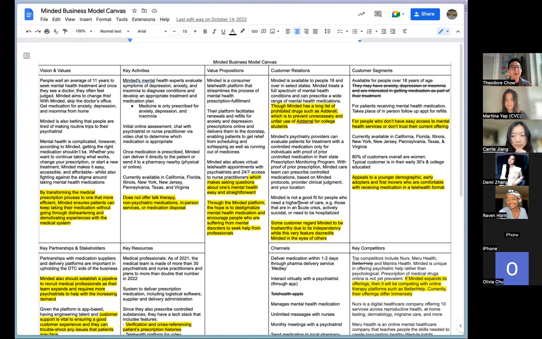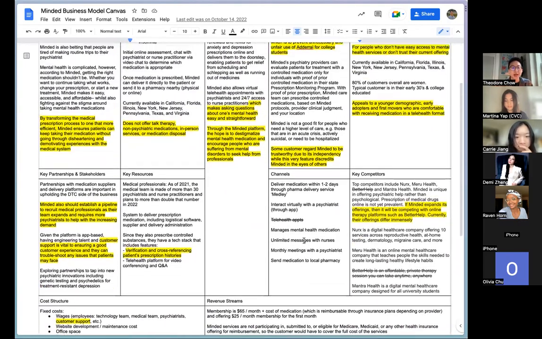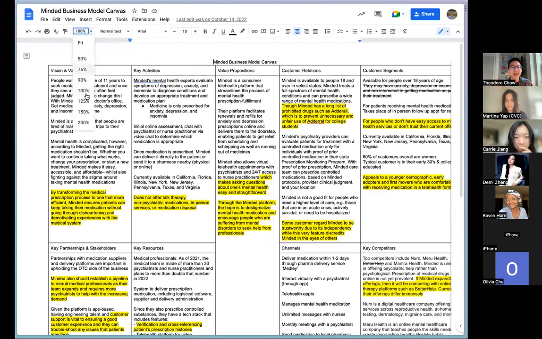And basically, it's about helping people with mental health issues, helping people with mental illnesses regarding their prescriptions, and getting those prescriptions delivered to your doorstep directly from the psychiatrist. So if you want to take a look at it, we can go through it together. This is a little bit more detailed in a sense.